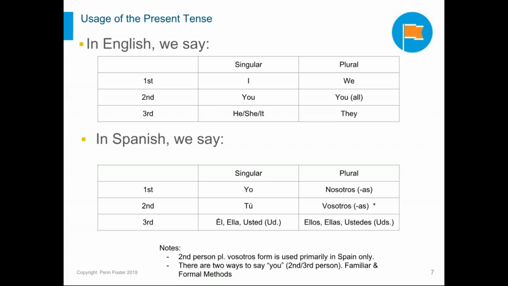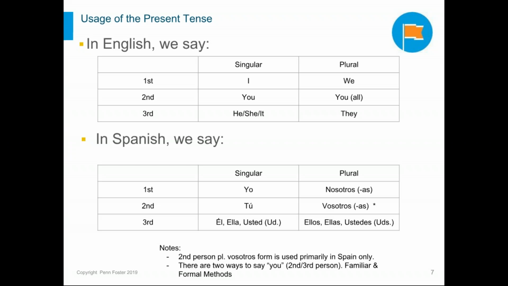For instance, a word like yo means "I" in Spanish as a subject pronoun, tú meaning "you," and that's considered the familiar "you," when you know somebody, when you're friends with them, related to them, etc. Third person on the singular side would always be considered the formal forms, and everything on the right side represents plural, we, they, etc.